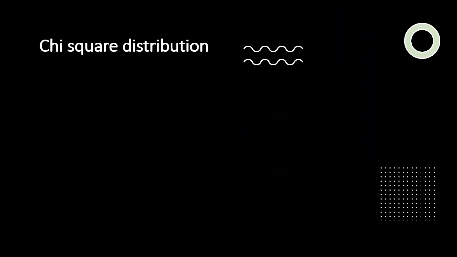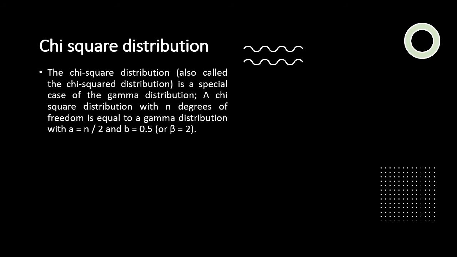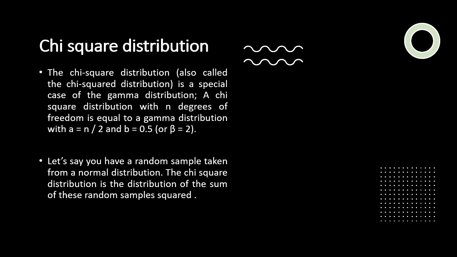Now, let's discuss chi-square distribution. It is a special case of gamma distribution. A chi-square distribution with n degrees of freedom is equal to a gamma distribution with alpha equals n by 2 and beta equals 2, or b equals 0.5.